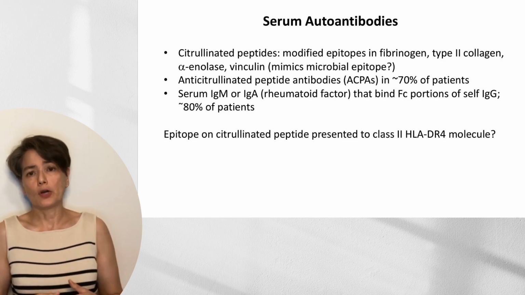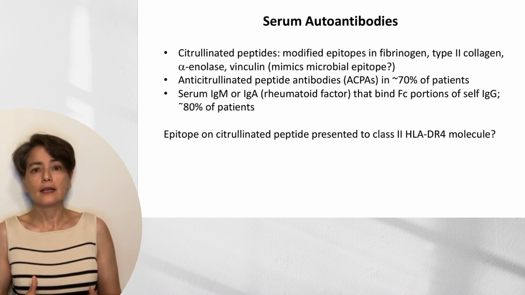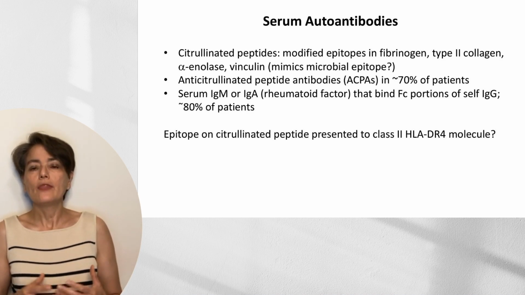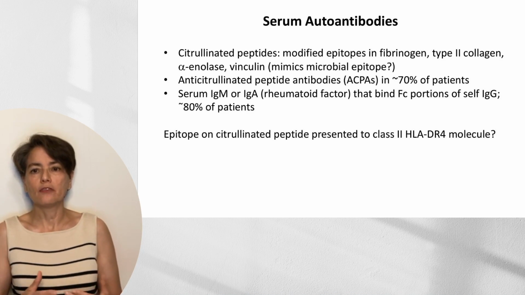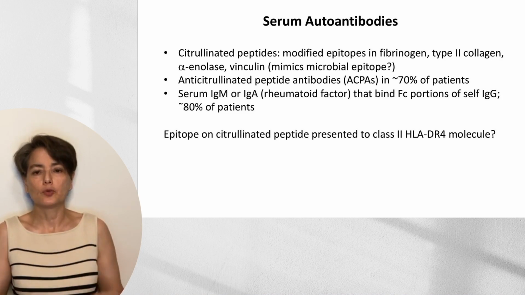There's another serum autoantibody we can see in rheumatoid arthritis. It's referred to as rheumatoid factor, and that's serum IgM or IgA that binds to the Fc portions of self-IgG, seen in about 80% of patients. And it's thought that perhaps an epitope on citrullinated peptides, such as vinculin, are presented to class 2 HLA-DR4 molecules, which are able to recognize them.